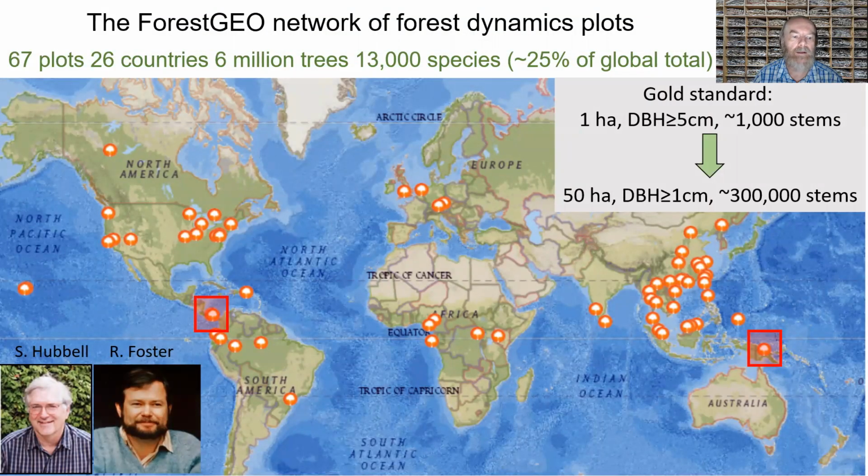However, Steve Hubbell and Robin Foster did try that by starting the tradition of 50-hectare forest dynamics plots, monitoring all plants with the stem diameter at least 1 centimeter. So that was in the 1980s, and at that time, their first plot was at Barro Colorado Island in Panama, and it was quite unusual, quite surprising development, because at the time the gold standard of tropical botany was studying 1-hectare plots with DBH 5 centimeters, and that will give you about 1,000 stems.